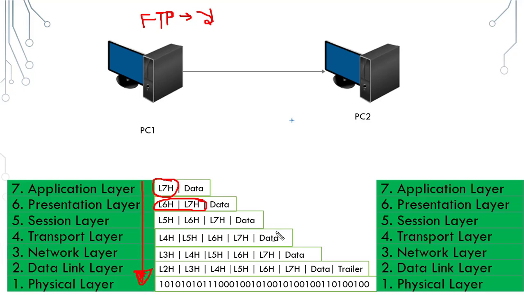So in a real life scenario, if I want to explain to you how it actually happens, let's say you have data, simple data like a file dot jpeg.